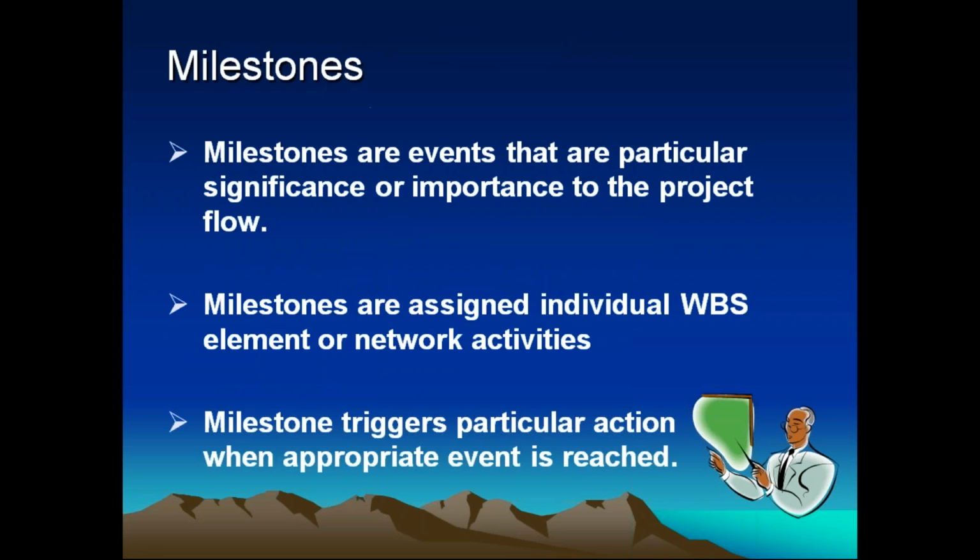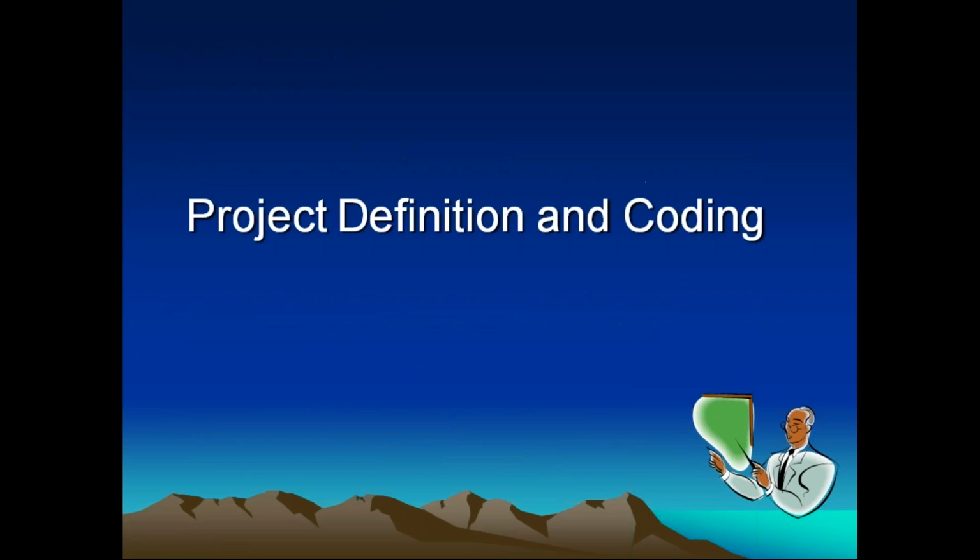And what are milestones? Milestones are events of particular significance or importance to the project flow. Milestones are assigned to individual WBS elements or network activities. A milestone triggers a particular action when the appropriate event is reached. When this is over, the milestone automatically triggers a particular action. I'm just introducing PS terminology; in detail we are going to discuss these when we are defining all these things.